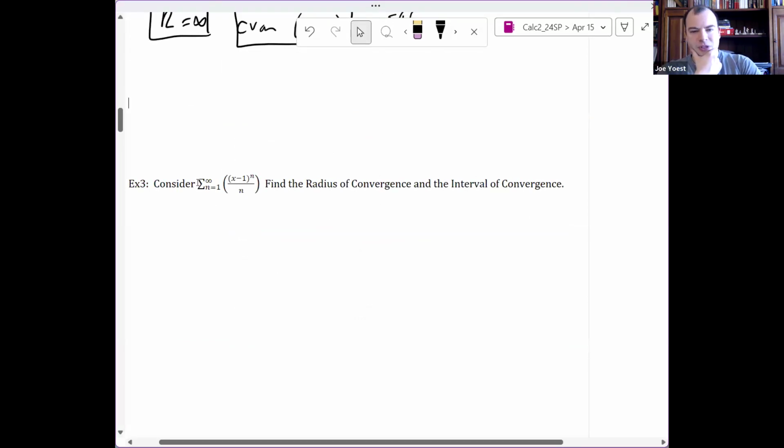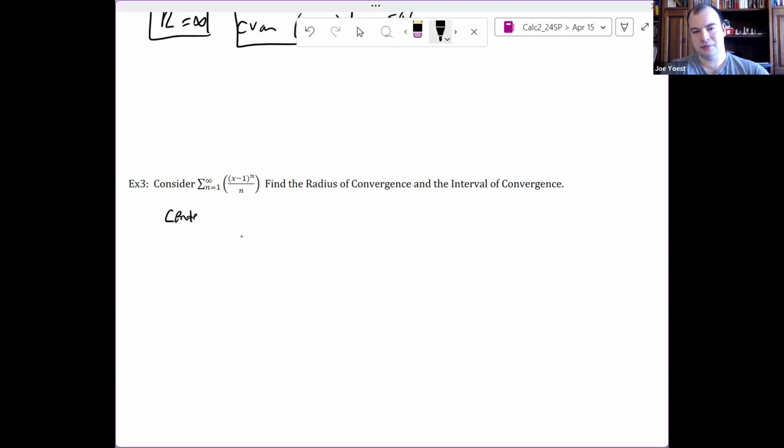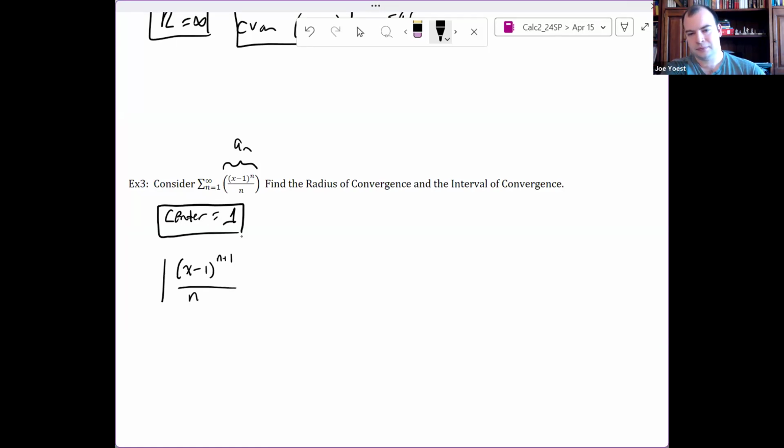What about this one? Sum n equals 1 to infinity of (x minus 1) to the n power over n. Again, find radius of convergence and interval of convergence. Just like before, we start off, well, we might note here that the center, x minus a to the n, the center is 1. So let's make note of that. And we start our ratio test. We call these a_n. So absolute a_(n+1) over a_n, or times 1 over a_n.